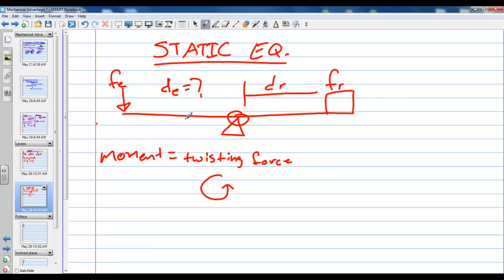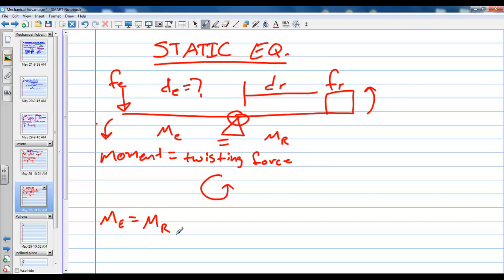And if this whole thing is balanced and equal, what can you say about the moment forces? Could you say that the moment force of the effort is equal to the moment force of the resistance? Yes, you could. So what we know there is that our twisting force, so this guy is wanting to go that way, this guy is wanting to go that way, and if the whole thing is balanced, there's no force higher than the other. So the moment of the effort is equal to the moment of the resistance.